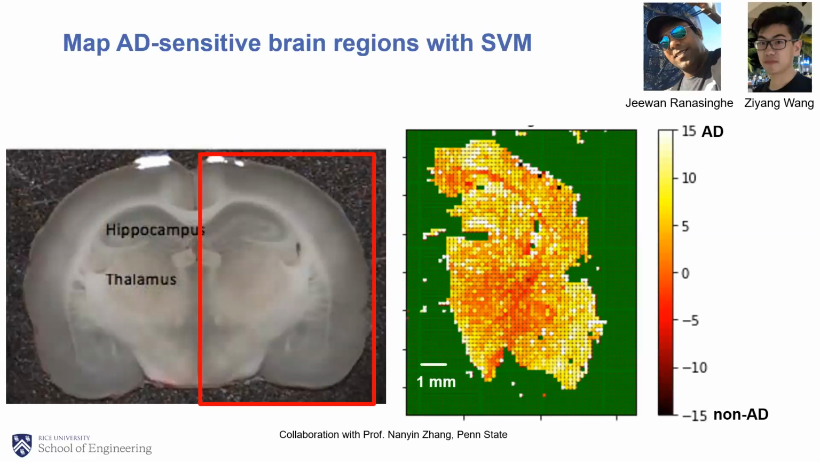In addition, with this Raman tool, remember, we can perform hyperspectral Raman imaging. So this enables us to obtain a high resolution image of the brain slices. Here in this study, we map the hemisphere of a brain slice. As you can see on the right, the color of each pixel shows its correlation with AD. The brighter the pixel is, the more correlated with AD it is. Therefore, we can identify the AD-sensitive brain regions with high resolution.